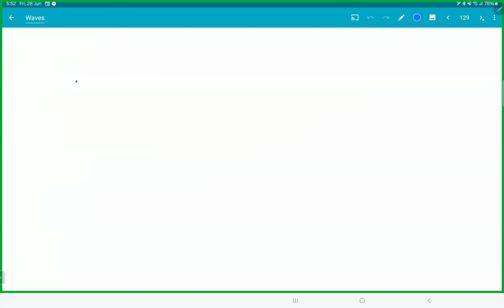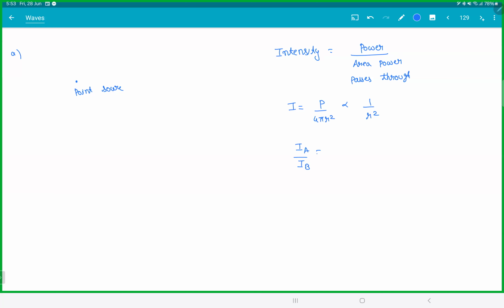See, the catch is for point source. Remember what is intensity? Intensity is power by the area where the power is passing through. So for the first case, here the intensity I would be P by 4 pi R square. So I is proportional to 1 by R square. So IA by IB will be in the ratio of 1:4 for a point source.